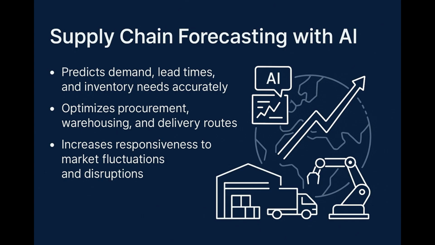AI also supports dynamic route optimization and logistics planning, recommending faster, cheaper, or more reliable delivery paths based on real-time conditions. And when unexpected changes occur, like a supplier delay or a sudden spike in demand, AI systems can suggest alternate plans instantly, helping companies stay agile. Ultimately, AI in the supply chain improves visibility, reduces risk, and ensures that production stays aligned with real-world market demands.